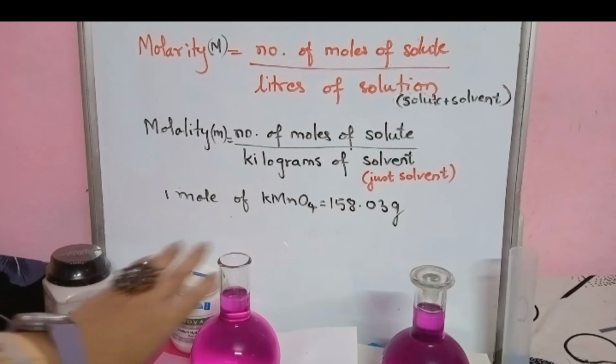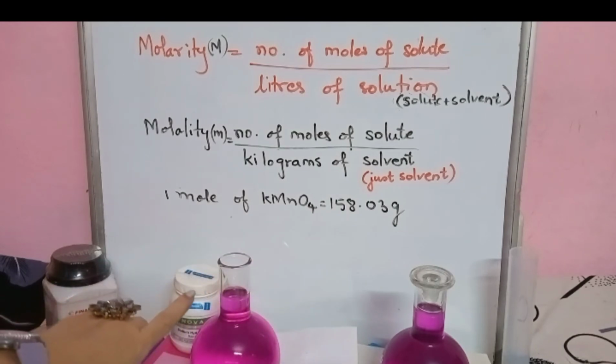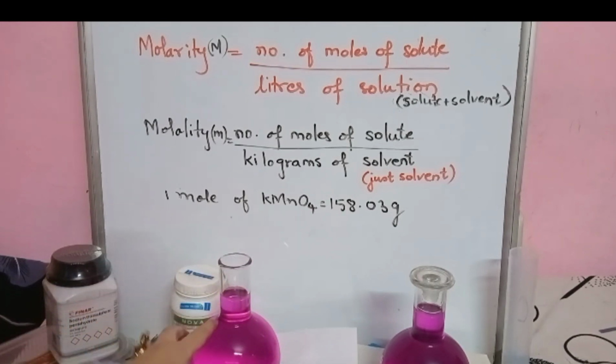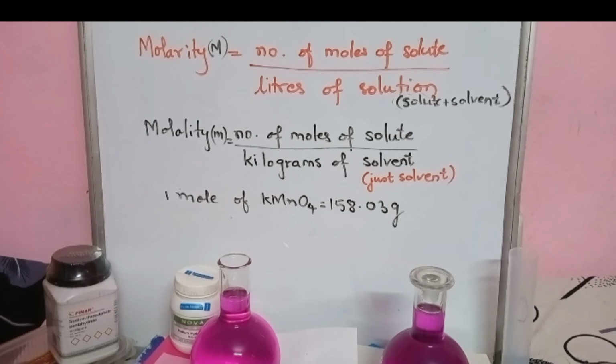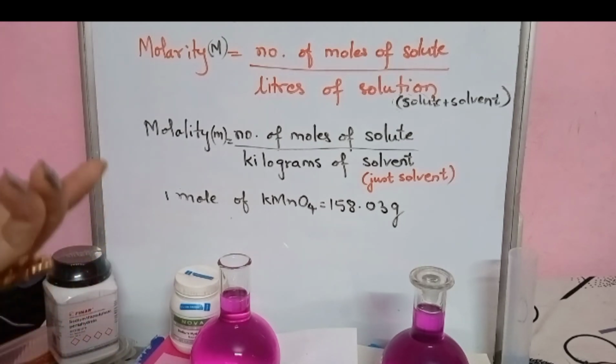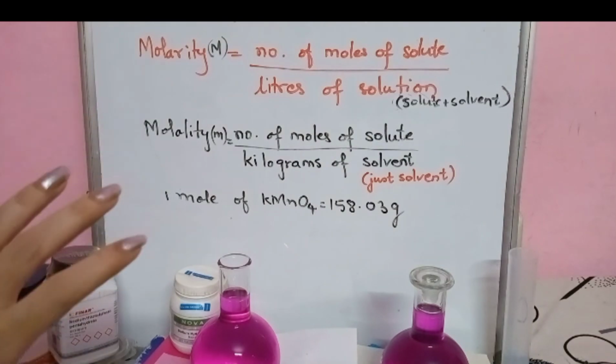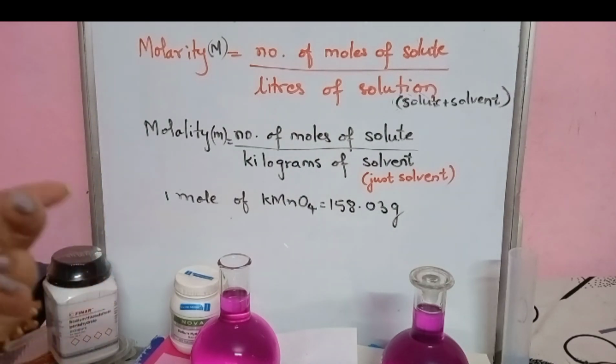Molarity and molality will remain the same when the solvent used is water, because 1 liter of water is equal to 1 kilogram of water. But if the solvents used are different, like kerosene, oil, or acetone, then liters and kilograms are different. For example, 1 kilogram of oil will be 1.1 liters.